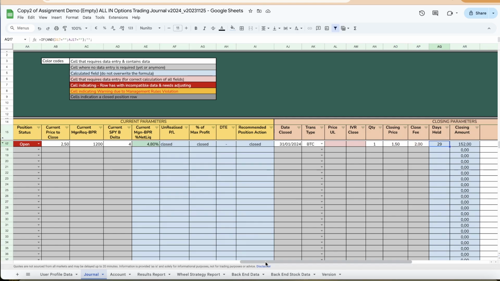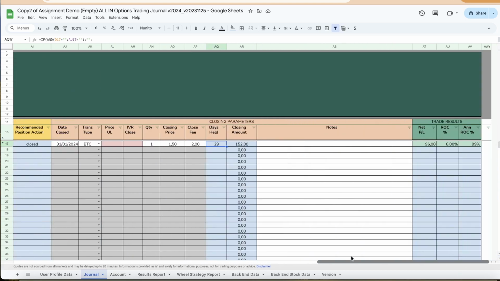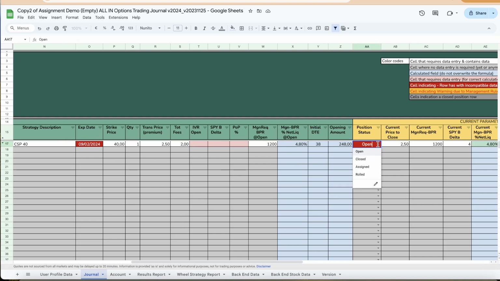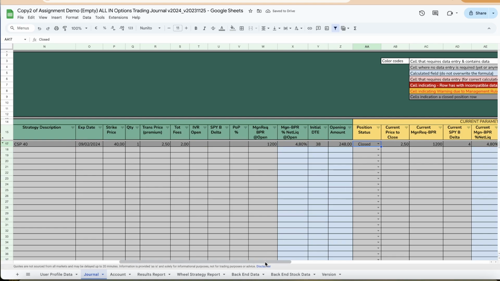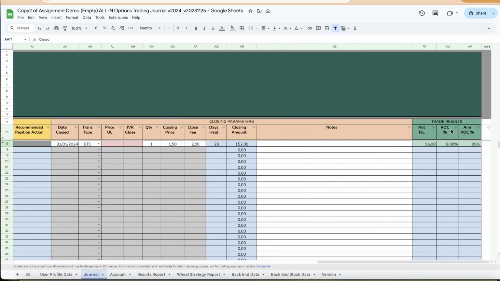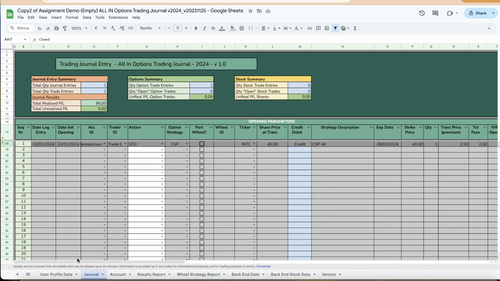I have a cold, so if you hear that my sound is not that optimal, excuse me for that, but nevertheless I will continue. As you can see here, once I've entered the closing date and the transaction type to close the position, the trade results are calculated automatically. I have $99 as a positive P&L. Those red fields still need to be solved, and once I actually close the position, as you can see, the whole row turns gray, and I still have my trade results. So now I have my first cash secured put that was closed for a profit.